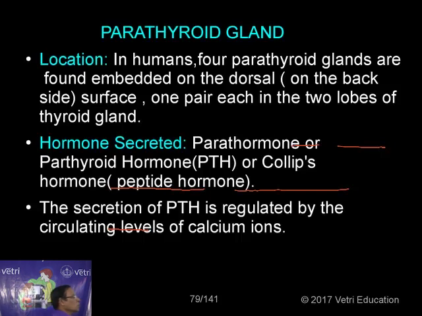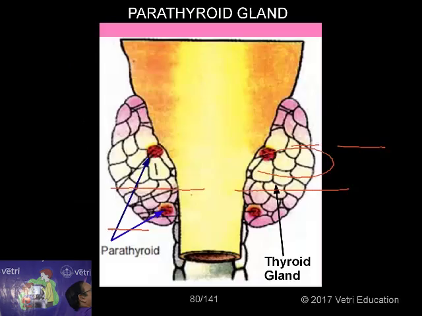This is called Collip's hormone. It is a peptide hormone, otherwise called Collip's hormone after the person who observed it. The secretion of PTH is regulated by the circulating level of calcium ions. If the level of calcium ion is low, the secretion of parathormone is more. If the circulating level of calcium is more, the secretion of parathormone is less. In such a manner, secretion is controlled.